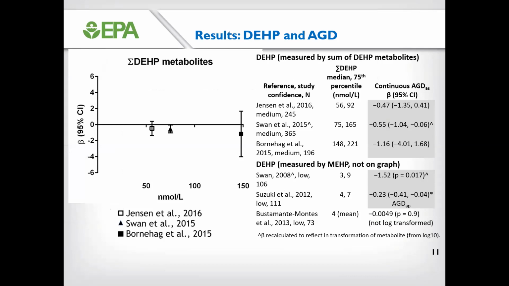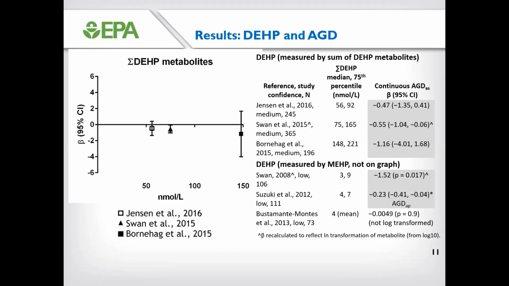are in the table. And we can see that the 3 medium confidence studies all showed an inverse association between the sum of DEHP metabolites and anogenital distance. They're not all statistically significant, and the confidence interval for Bornehag et al. 2015 is very wide, so there's some uncertainty there. But we do see this sort of exposure response gradient across the studies, where as the exposure levels within the population increase, so does the effect estimate. In the low confidence studies, 2 of the 3 also observed an inverse association.